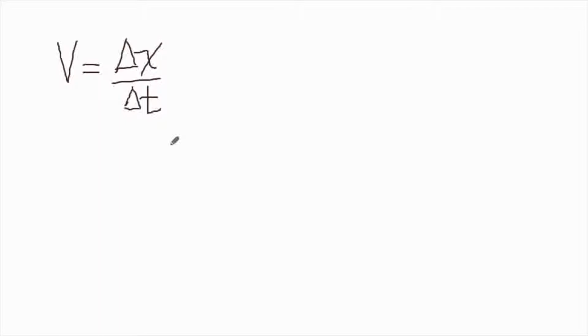Now, you can talk about the rate of change of anything. You can ask for the rate of change of any variable, and the acceleration is nothing more than the rate of change of velocity. So delta v over delta t. See that? Okay. Now let's talk about what it means to have an acceleration.